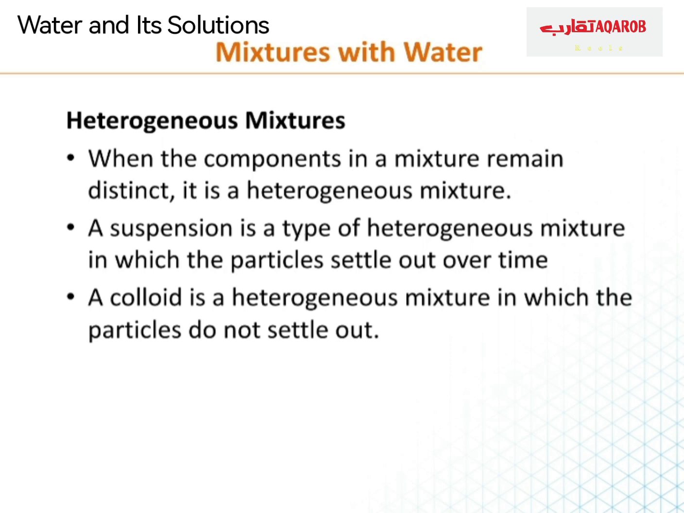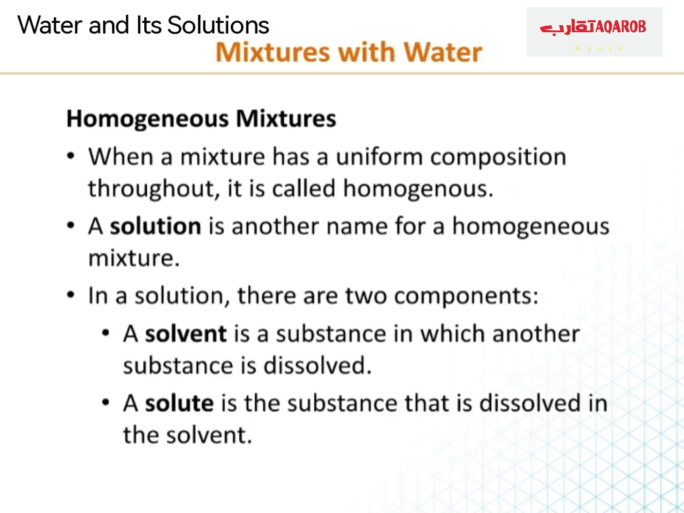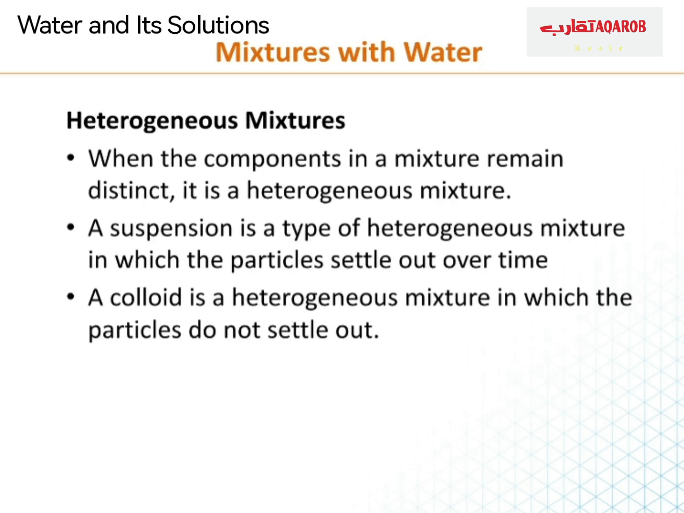So let's define homogeneous and heterogeneous again. Homogeneous is a uniform composition containing solvent and solute in the solution. And heterogeneous is a mixture with distinct components, like suspensions or colloids. So we have two types of heterogeneous mixtures, suspensions and colloids.